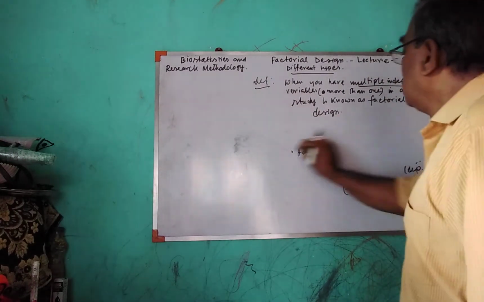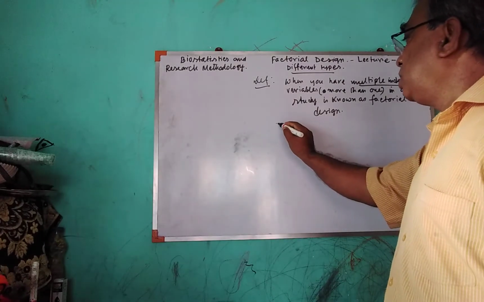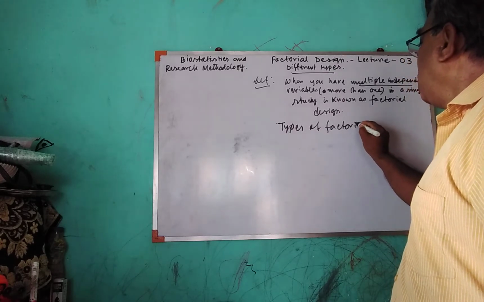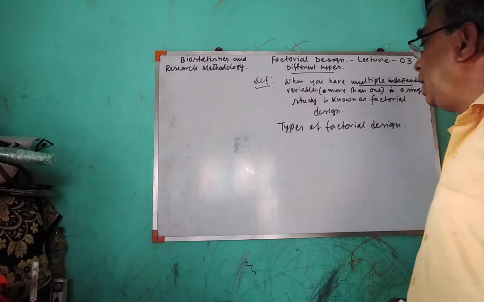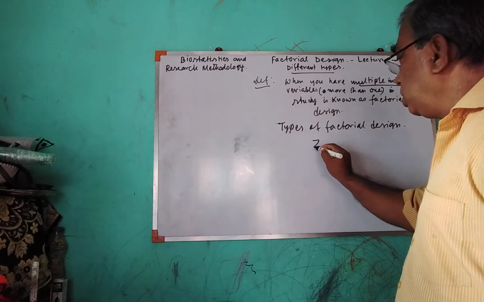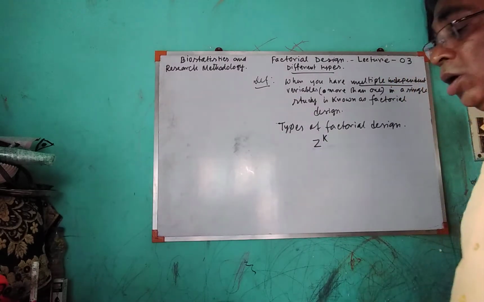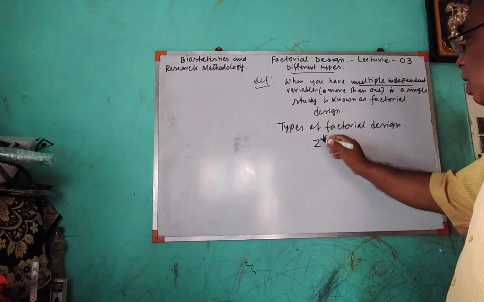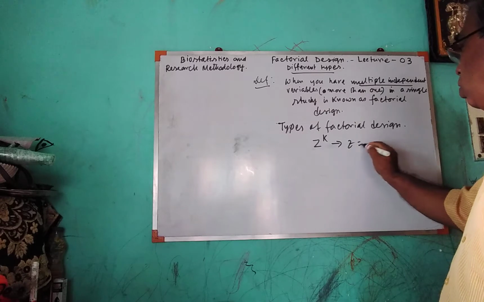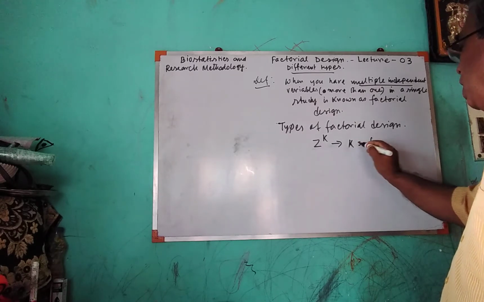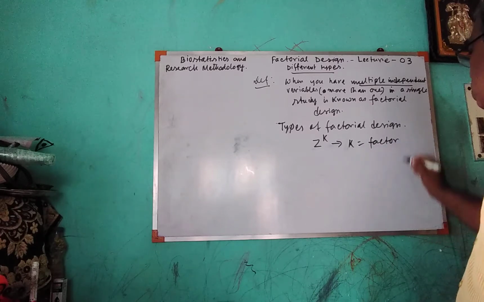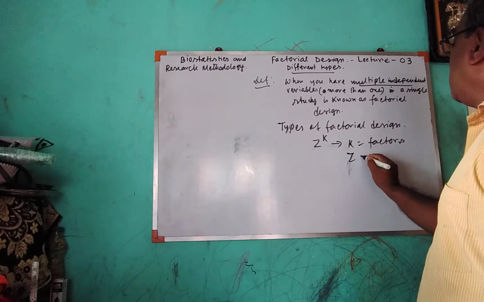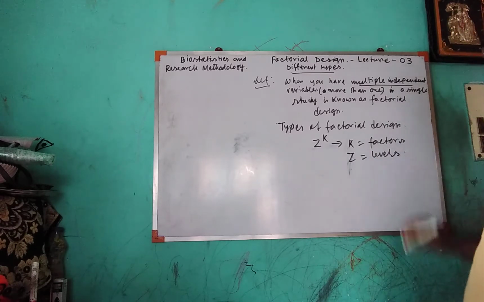Now the types of factorial design. One type is z to the power k, where k is the number of factors, how many factors, and z is known as the levels. Z is known as levels and k is known as factors.